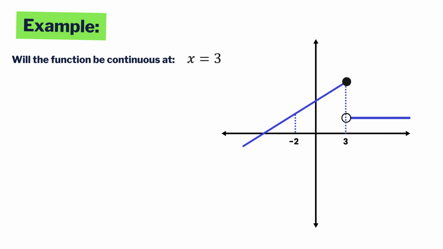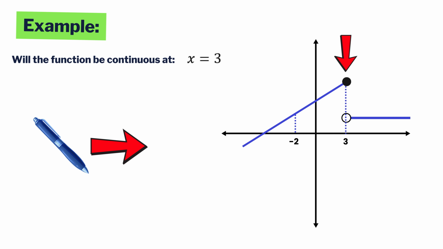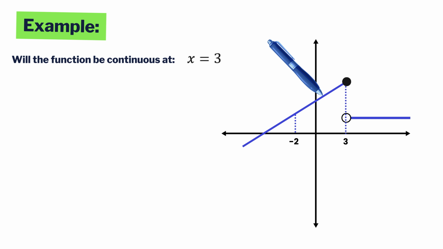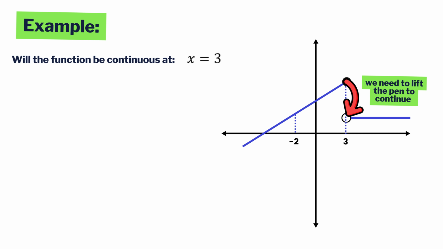Next question, will the function be continuous at x equals 3? Let's take our pen again, move from left to right through the point x equals 3, and see, can we get past that point on the graph without having to lift our pen to keep going? The moment we try that, we can see it's not possible to move past x equals 3 on the graph without having to lift our pen. So we can say the function is not continuous at x equals 3.